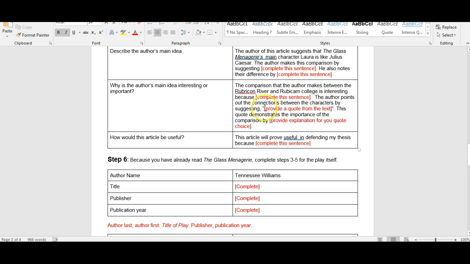Tell me. The author points out the connections between the characters by suggesting, provide a quote here that does that. How does he connect it? And then the quote demonstrates the importance of the comparison by, explain your quote. All right, so how could this article be useful? So you'd want a sentence like, this article would prove useful in defending my thesis statement because of whatever.